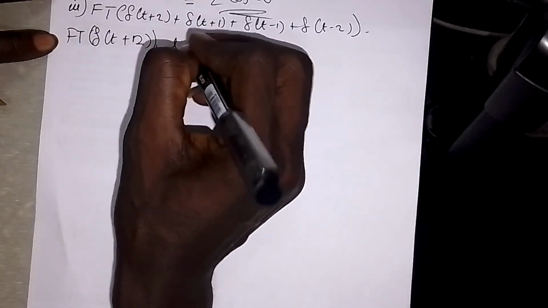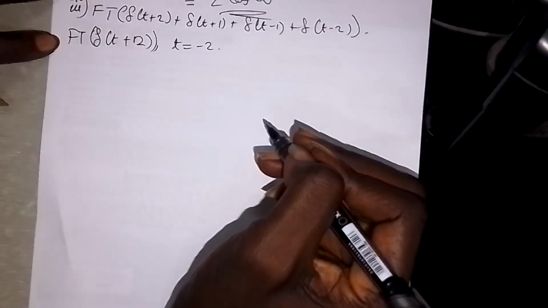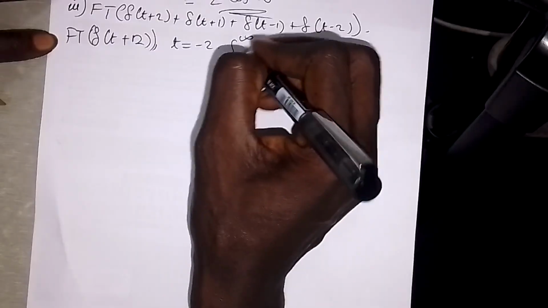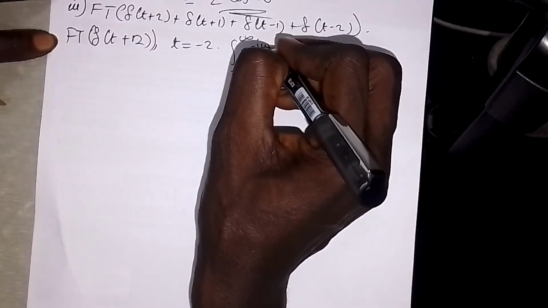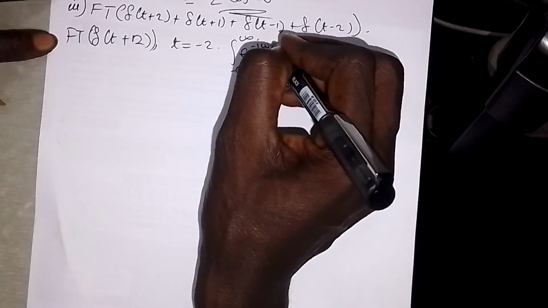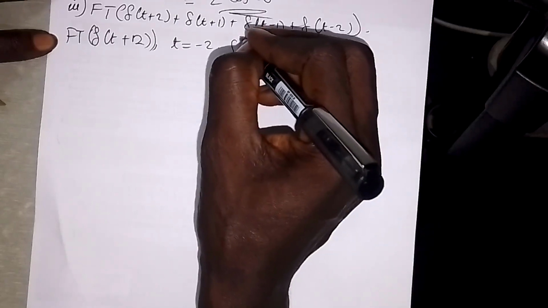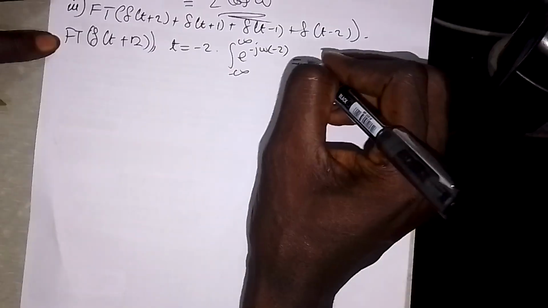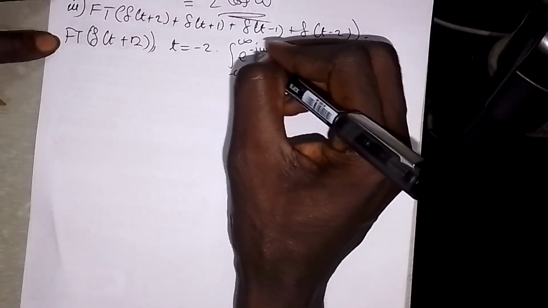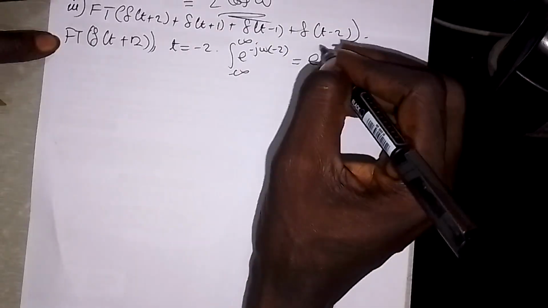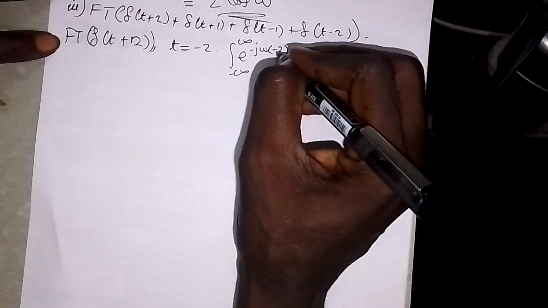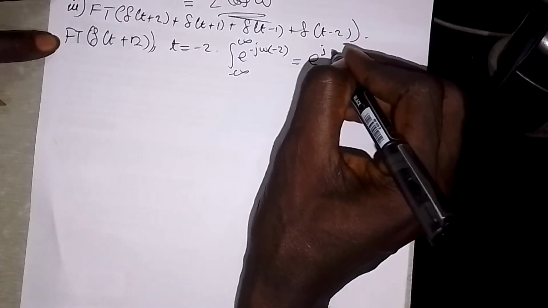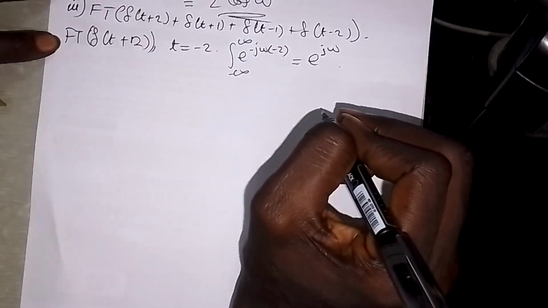Basically this signal exists at t equals to minus 2, and it's an impulse signal. So the integral doesn't come into play because it's an impulse signal, not within an interval. Because it exists at minus 2, I'll bring minus 2 here. I'll ignore the integration and the interval from minus infinity to infinity. So minus minus will be positive, so e exponent j omega.